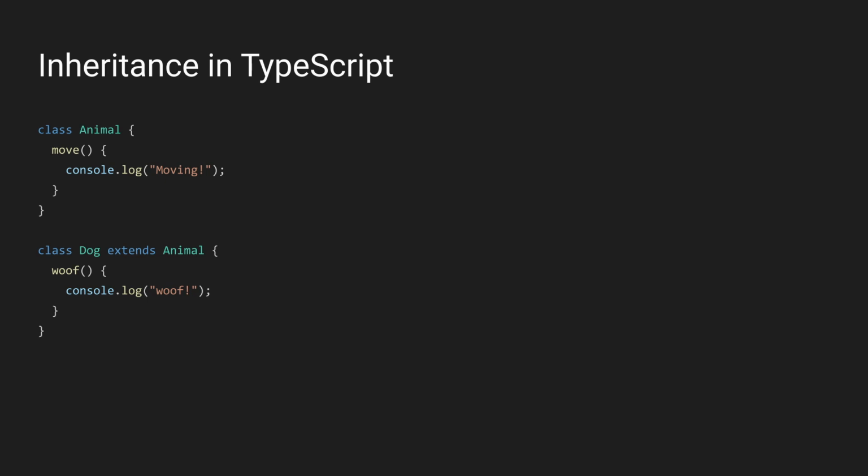TypeScript uses the extends keyword in the same way as JavaScript to indicate that the class is extending another class. Let's examine this example. We have an animal class that has a move method. We are extending the base class to create a dog class. This class has a new method called woof. When we create a dog instance, we can use both methods. One will come from the base class, the second one will be from the derived class in this case.